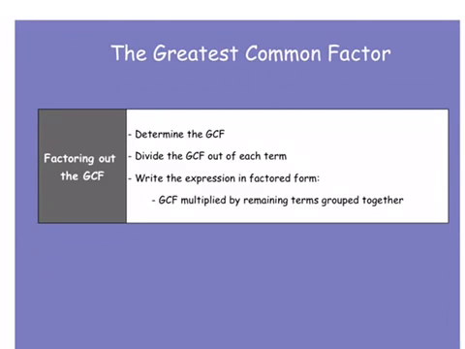Here are the steps that we're going to go through today when factoring out the GCF. We're going to determine what the GCF is first. We are then going to divide that out of each term. And then our final step is to write the expression in factored form, which means we need to write it as the GCF times what would be remaining when we divided it out.